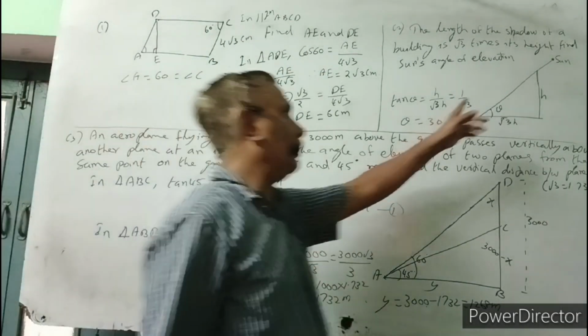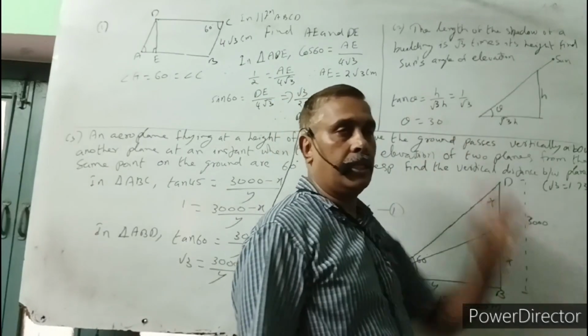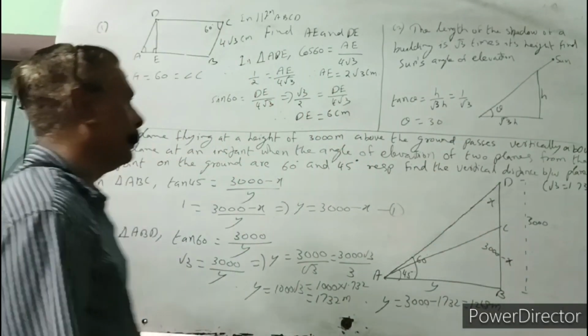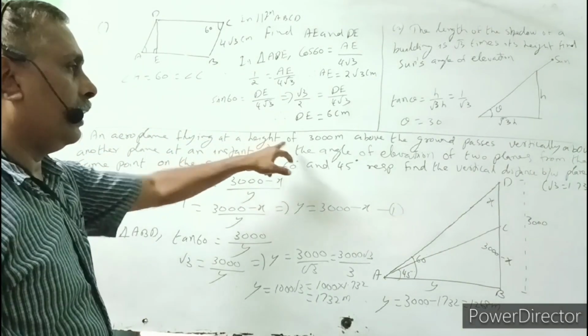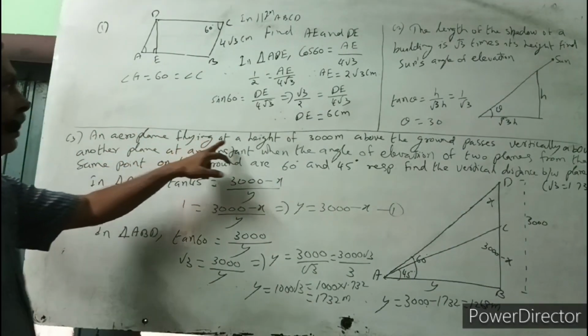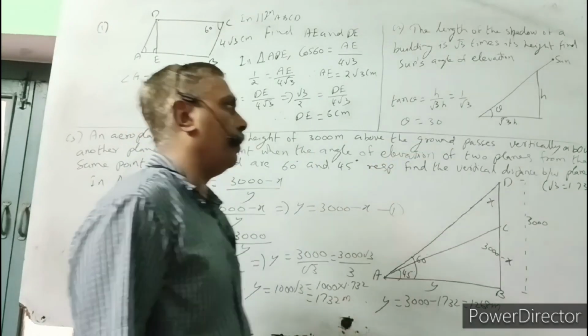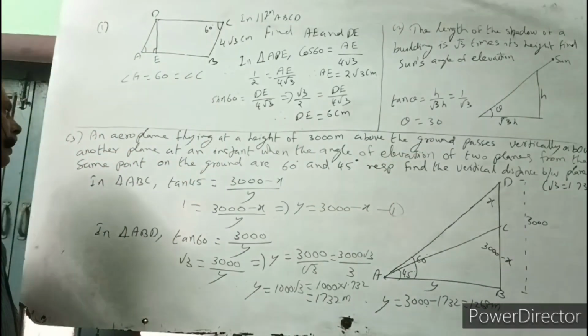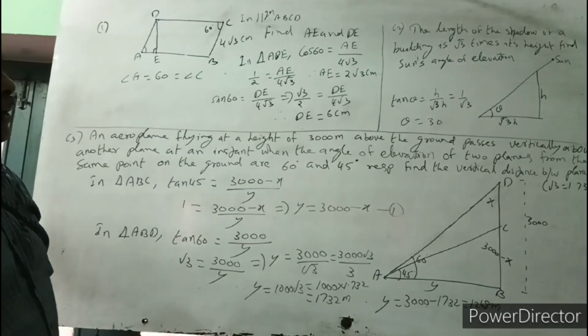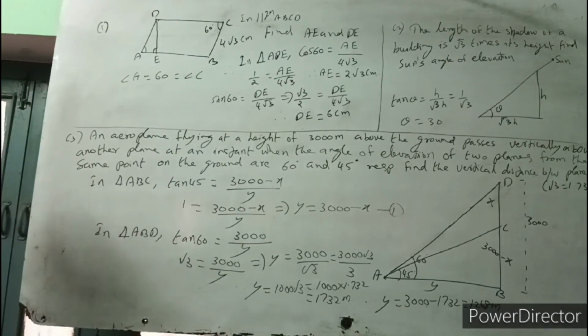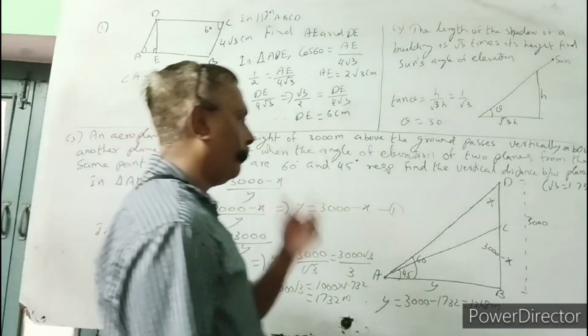Okay, so sometimes it may be given this hypotenuse, then use sine or cos according to the situation. Then, an aeroplane flying, it's an important type of question. An aeroplane flying at a height of 3000 meter above the ground passes vertically above another aeroplane at an instant when the angle of elevation of two planes from the same point on the ground are 60 degree and 45 degree respectively. Find the vertical distance between the planes. I have explained what's the meaning of the question.